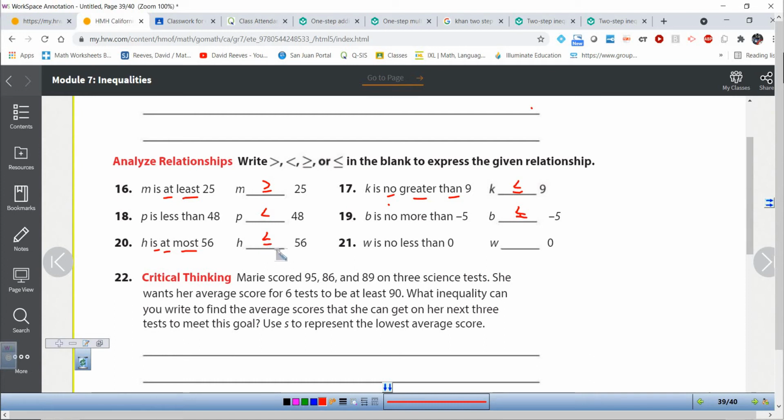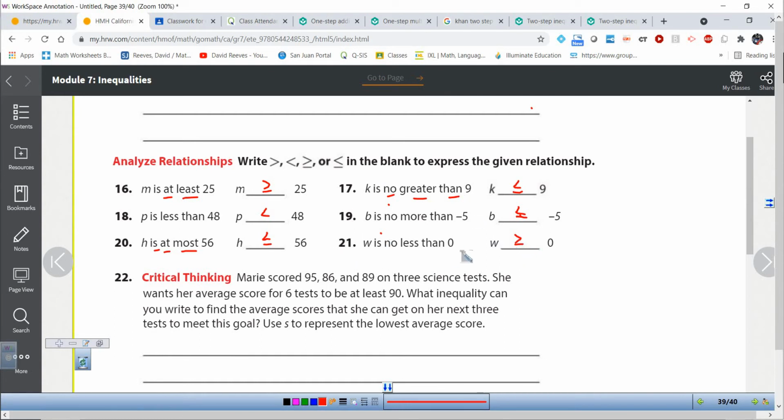Less than or equal to 56 is at most. And finally, is no less than, again, no less than, put a T on there if it helps you out, not less than 0. Well, what kind of numbers are not less than 0? Well, if it equals 0, we're good, or if it's greater than. So greater than or equal to 0.